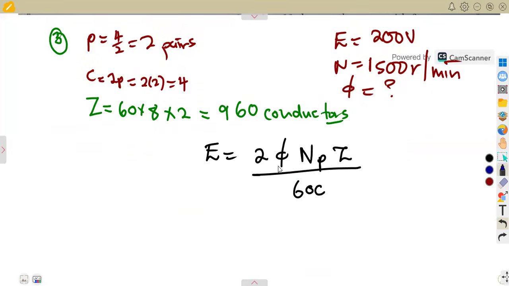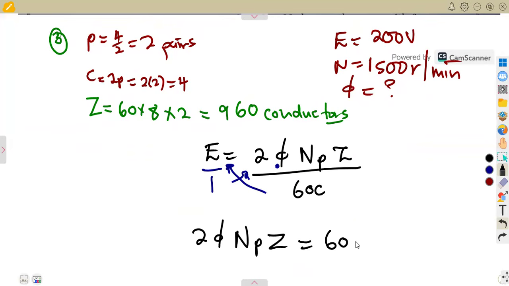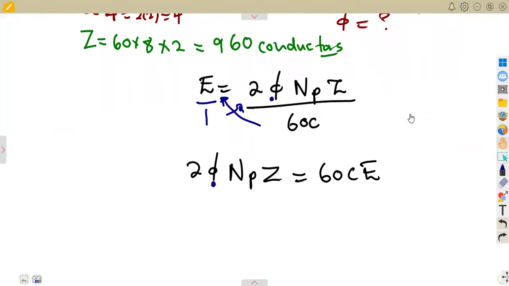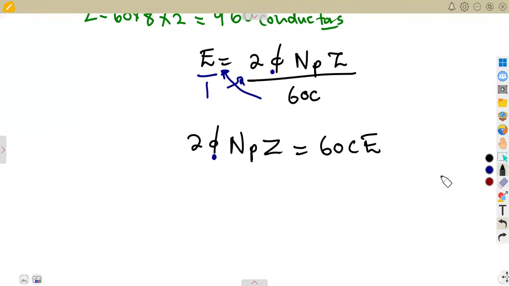So this is our flux. Again, this is the same as over 1. You cross multiply. So that means we're going to have 2 times the flux, speed, the pair poles, which is equal to 60 CE. What you need this time is the flux. So we're going to divide by 2 and the rest of the other part of your equation to remain with the flux. So our flux is going to be given as what?